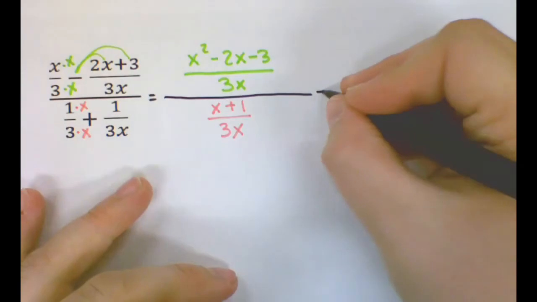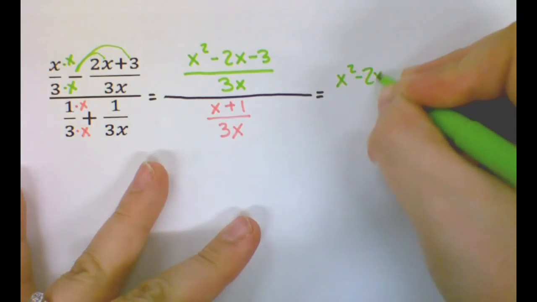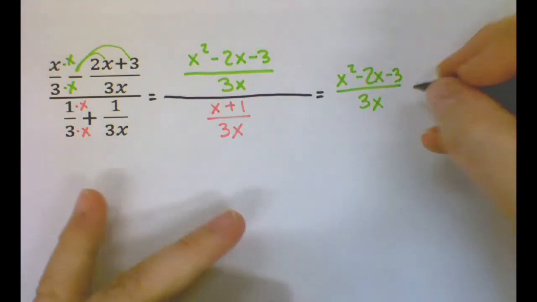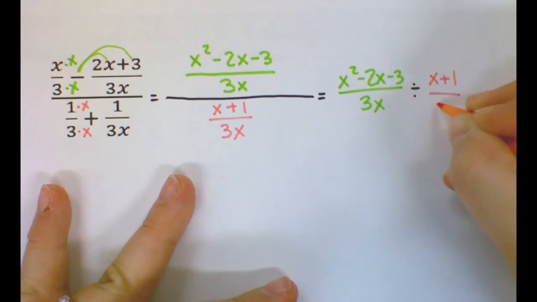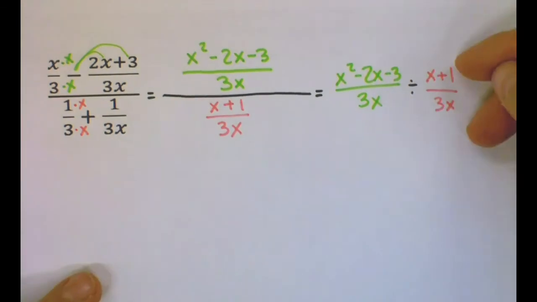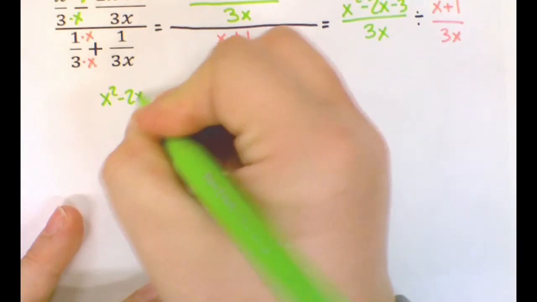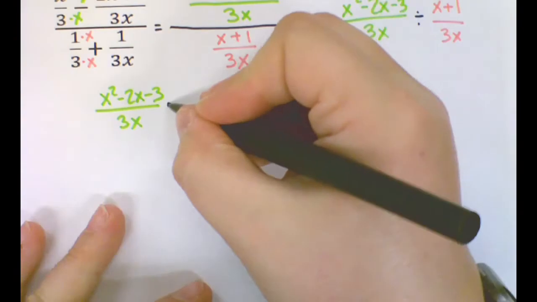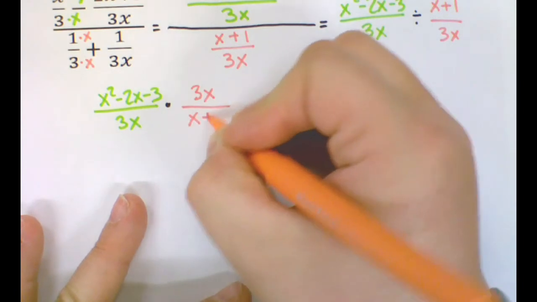Now again, I always like to rewrite it. May seem like an extra step. x squared minus 2x minus 3 over 3x divided by x plus 1 over 3x. I like to do that because then I visualize, oh, I need to flip this over and multiply. So that's what I'll do. x squared minus 2x minus 3 over 3x. Now it is times 3x over x plus 1.